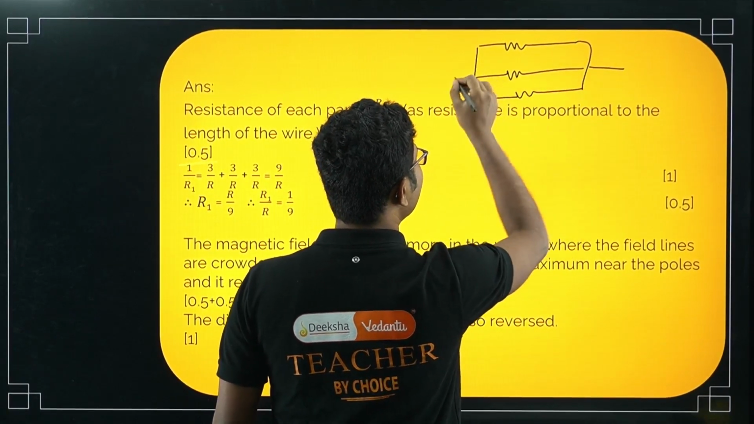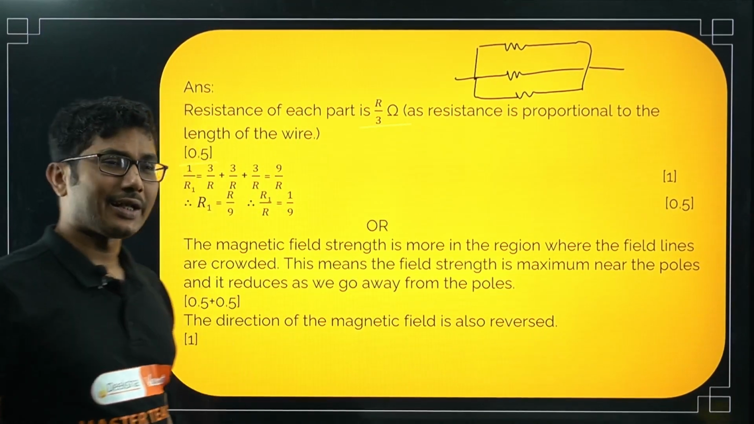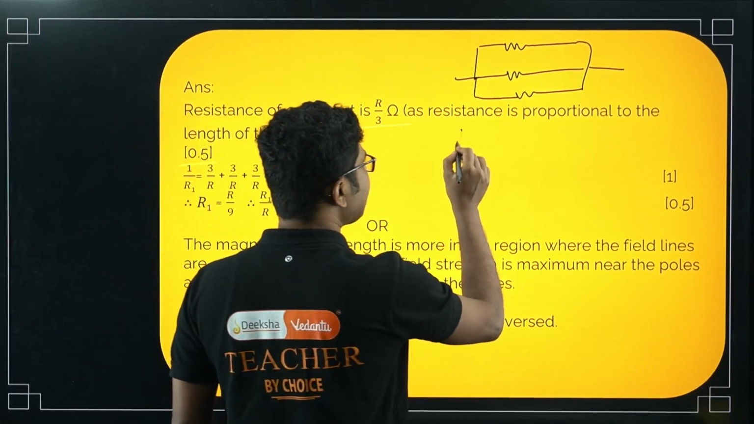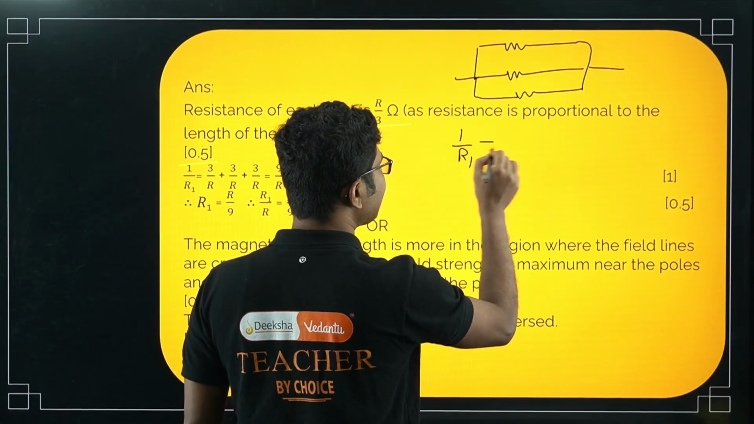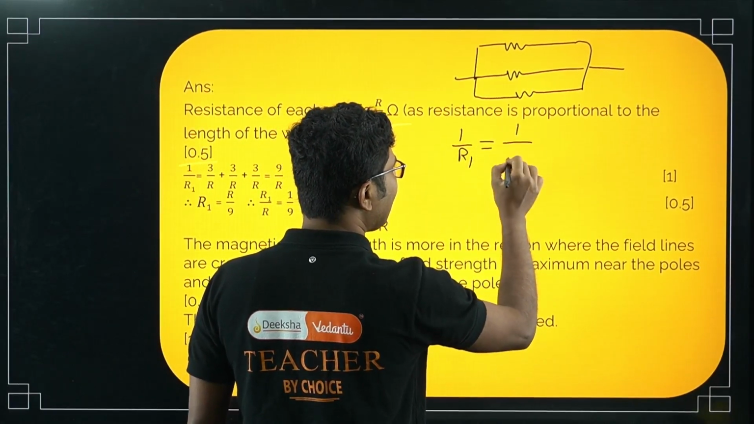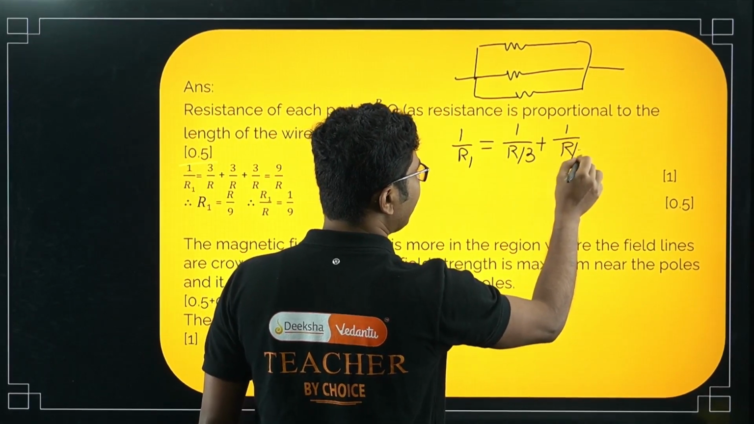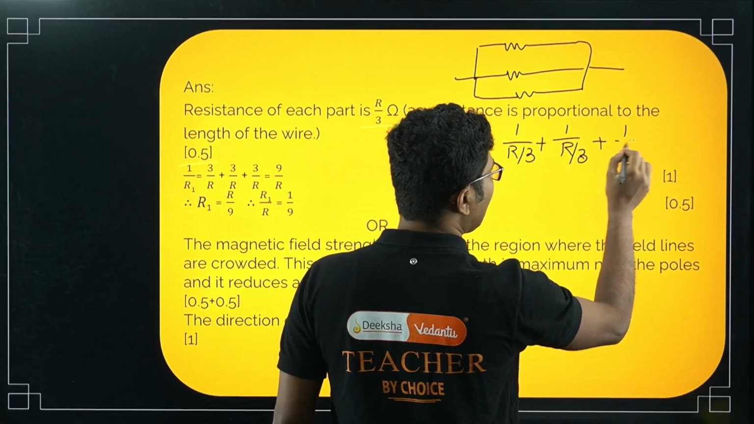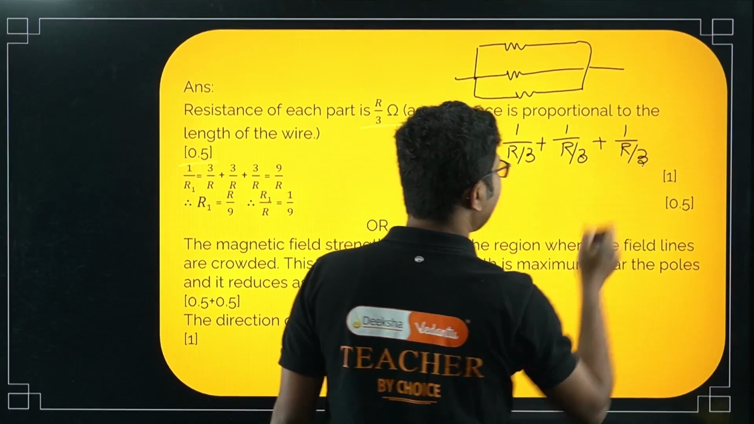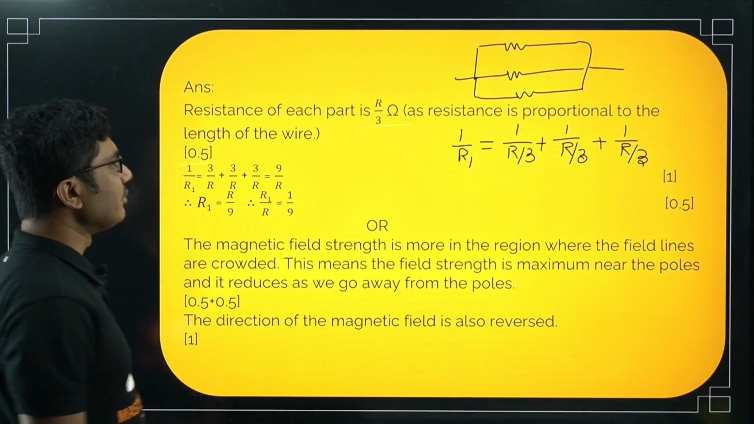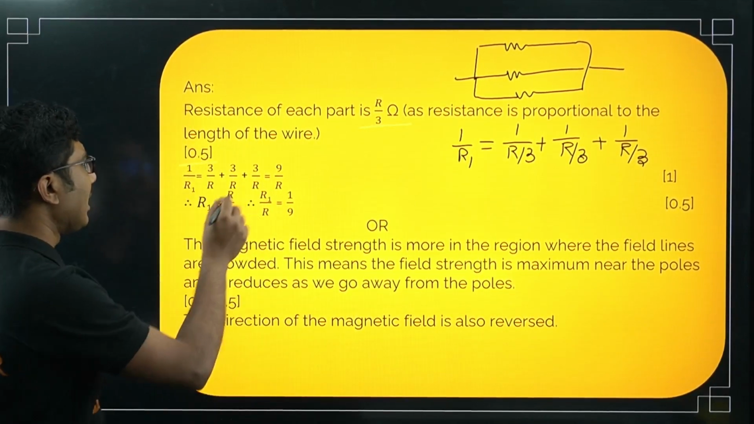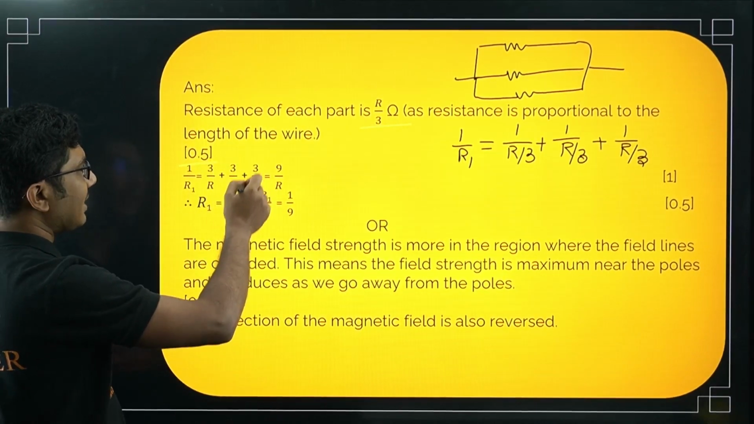Now what is the equivalent resistance of 3 resistances connected in parallel? So 3 resistances connected in parallel, the equivalent resistance will be 1 by R by 3 plus 1 by R by 3 plus 1 by R by 3. Or you can say that is equals to the way it is written here, 3 by R plus 3 by R plus 3 by R.